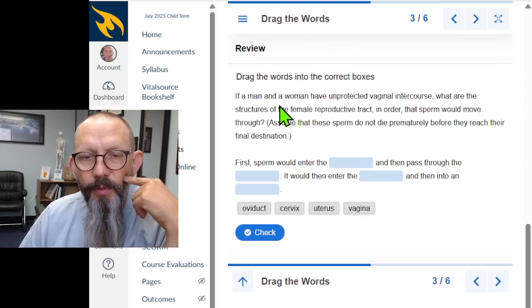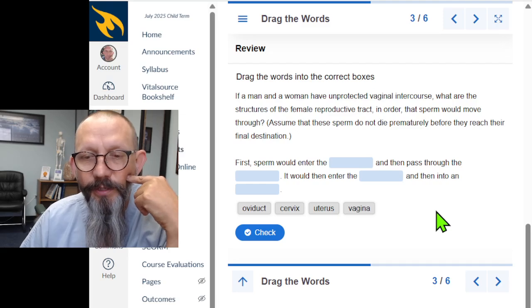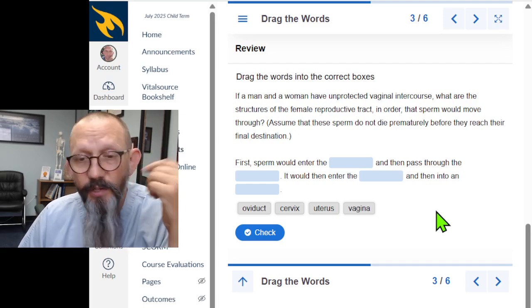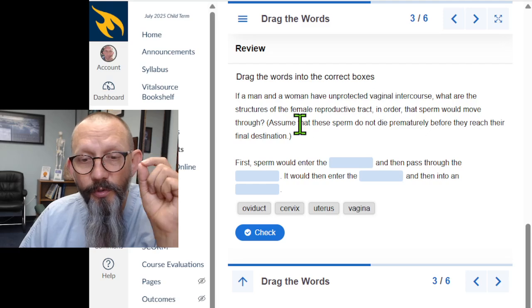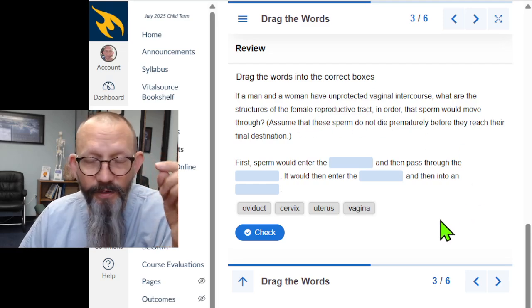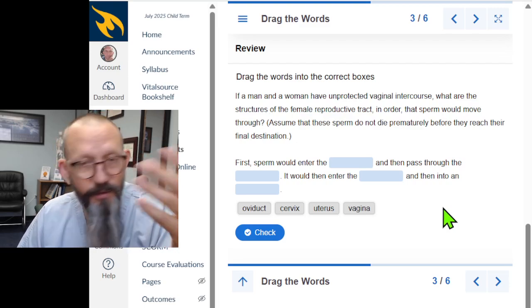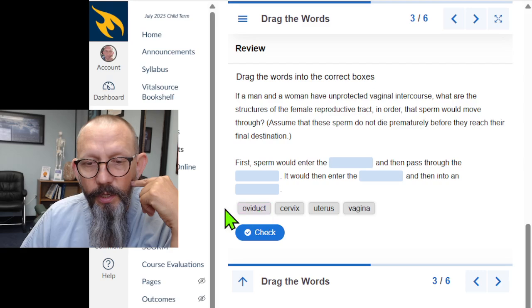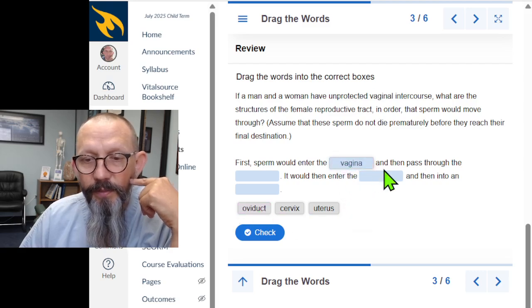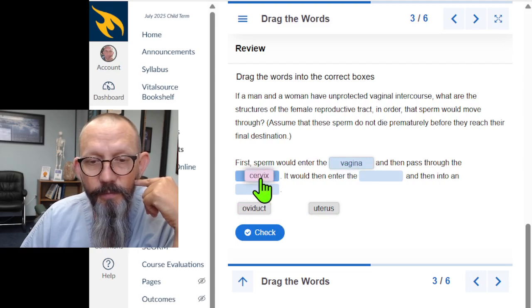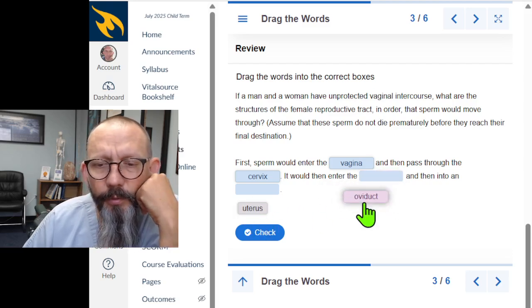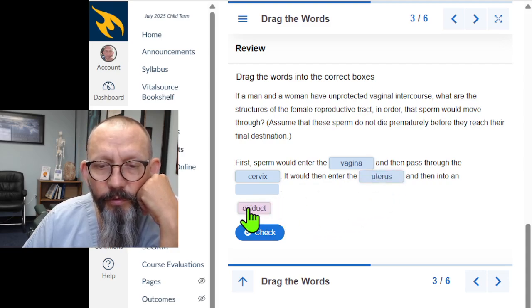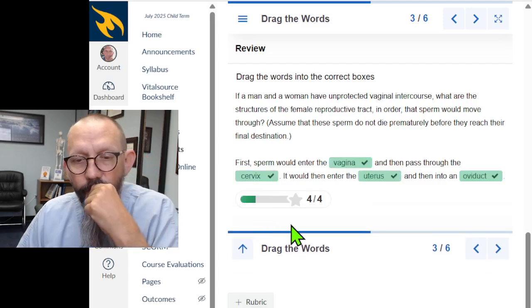Drag the words into the correct boxes. If a man and woman have unprotected vaginal intercourse, notice they detail that out, what are the structures of the female reproductive tract in order that the sperm would move through? Assume that these sperm do not die prematurely before they reach their final destination. No one goes and attacks them, nothing like that. First, the sperm would enter the vagina first, and then it would pass through the cervix. Then it would enter the uterus and then into the oviduct. There we go. Let's check it. And we did good on those ones.